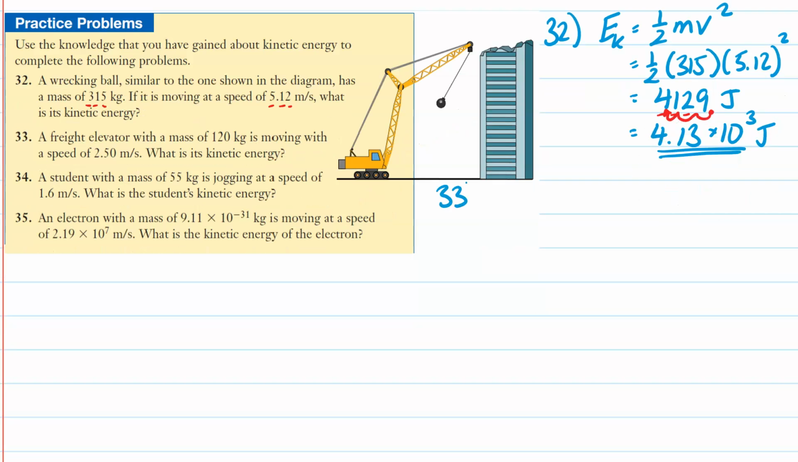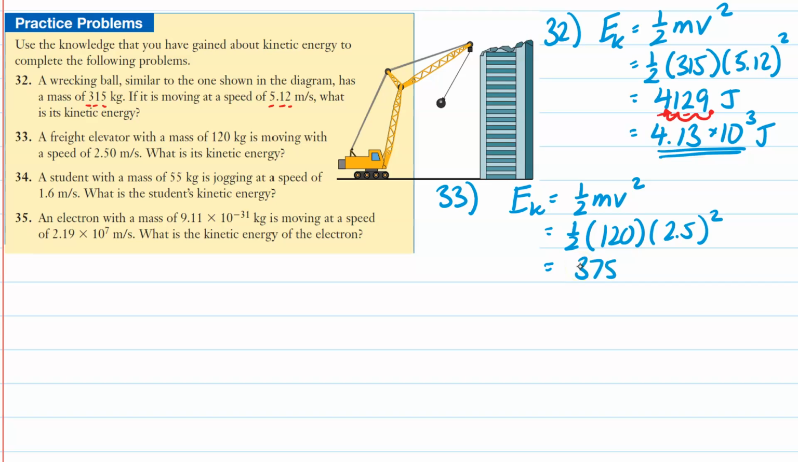For number 33, we have a freight elevator. It has a mass and a speed. What's its kinetic energy? EK equals 1/2 mv squared. That's 1/2 times a mass of 120 times speed of 2.5, which we're going to square. That equals 375 joules. 3 sig digs in the data, 3 sig digs for our final answer, so we can just leave it like that.